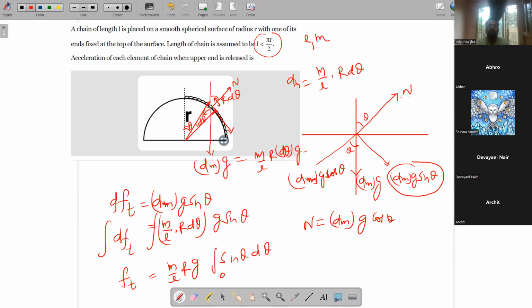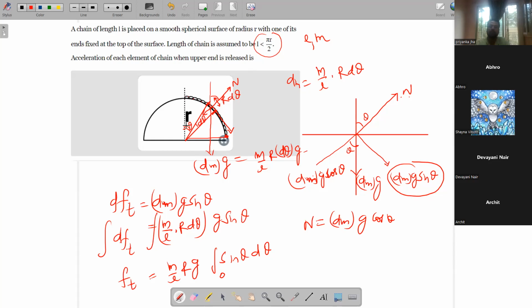Now theta will vary from 0. If this element is here, theta will be 0, and the maximum value of theta will be somewhere here. Because this is not touching the ground, we cannot take 90 degrees, since it says that L is less than pi r by 2.